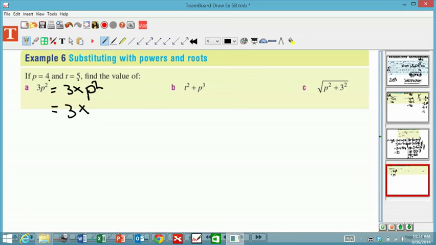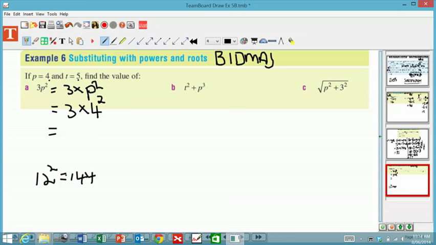So it's 3 times, wherever we see p we put 4. This squared stays there, so we've got 3 times 4 squared. Following our BIDMAS, the I in BIDMAS stands for indices. So here we have an indice, it is a power. So we've got to work that out before we do the 3 times 4. If we did 3 times 4 is 12 and still kept the squared, it gives us a very different answer, because 12 squared is 144.